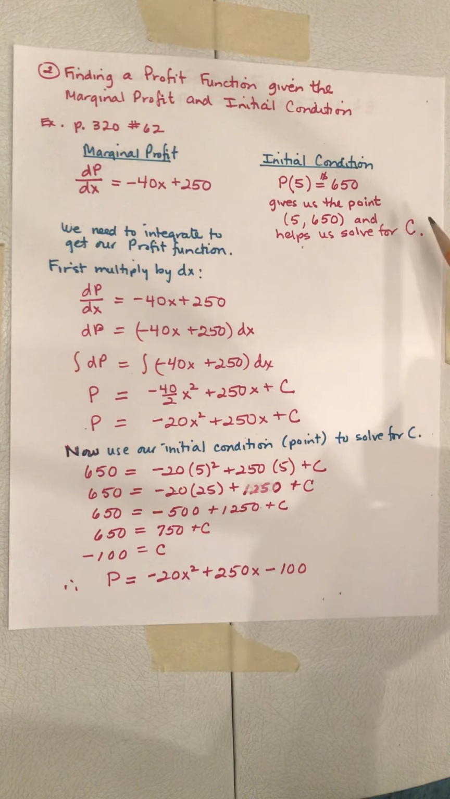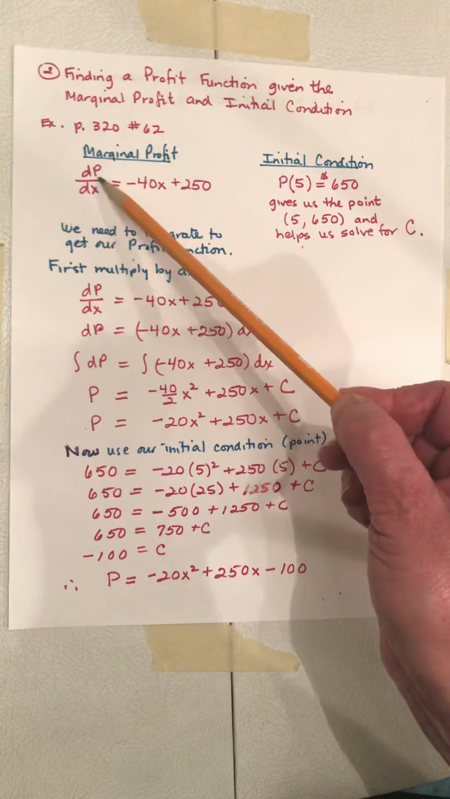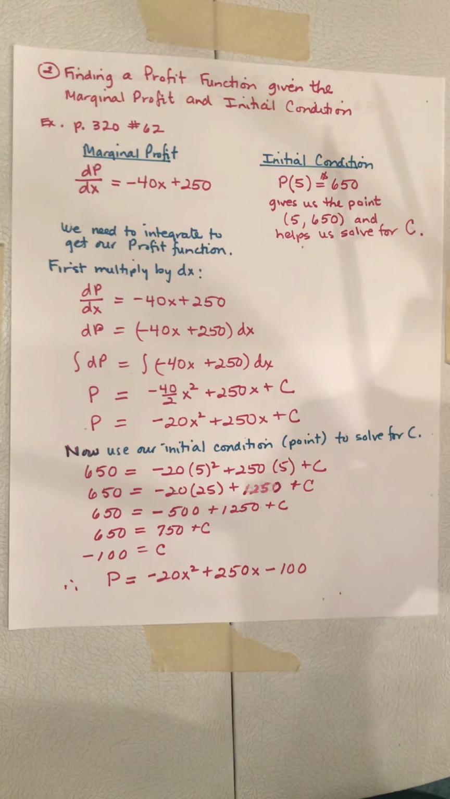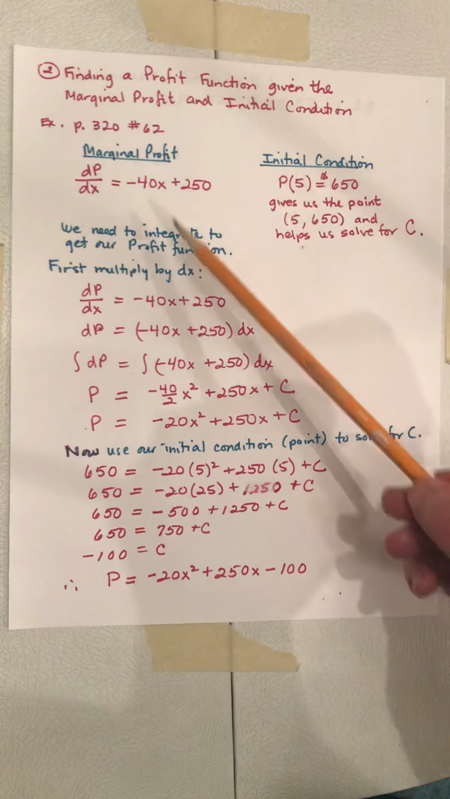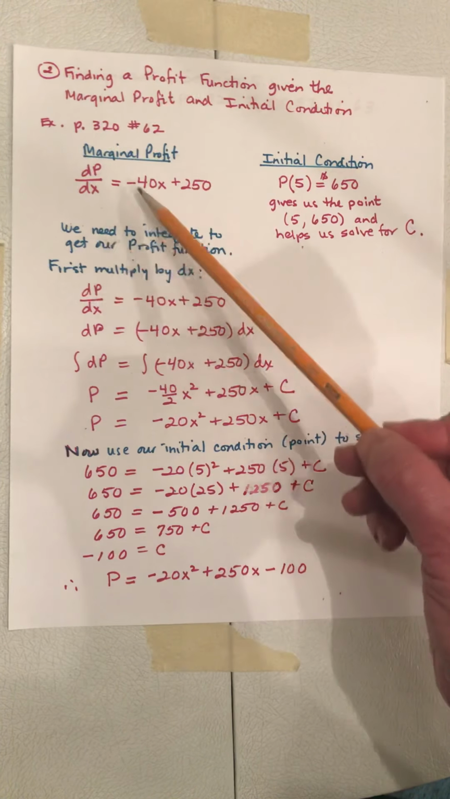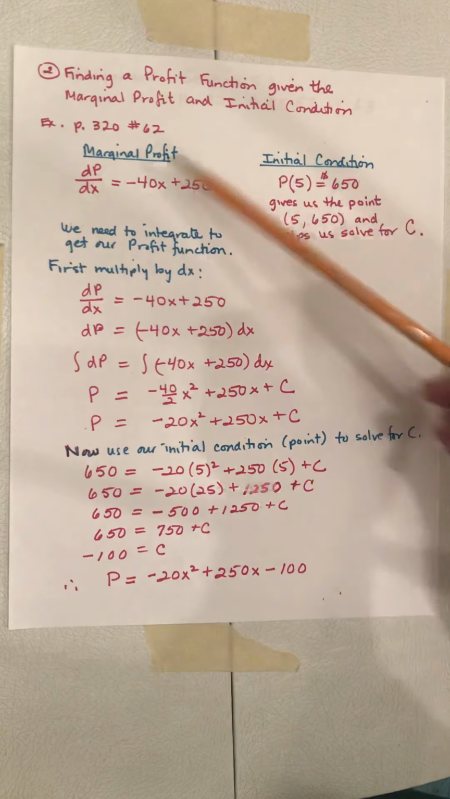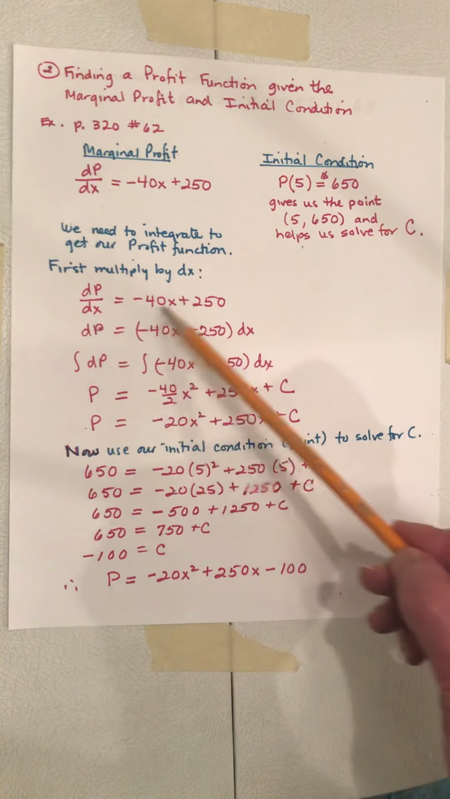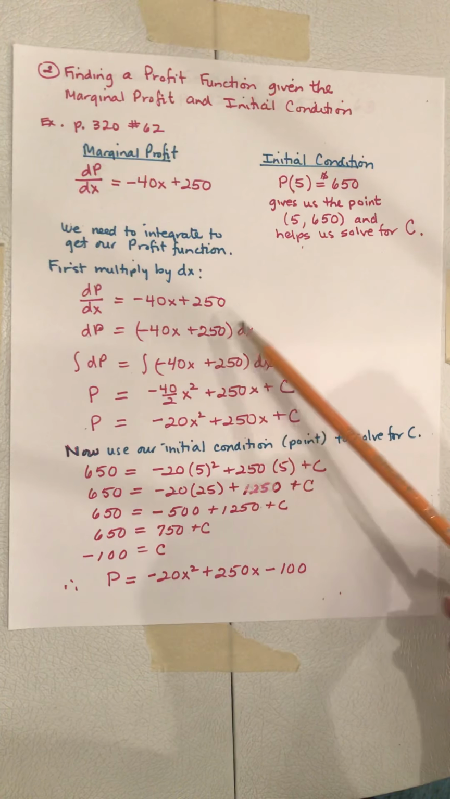We're back to C. We can use C from yesterday because profit just has a P, so we're not going to get those confused. All right, so same process as yesterday, but in the context of a word problem. So dP/dx is going to equal negative 40x plus 250. We're going to integrate that to get back to what? Our profit function, which is P. So first, we multiply by dx. So dP equals negative 40x plus 250 times dx.